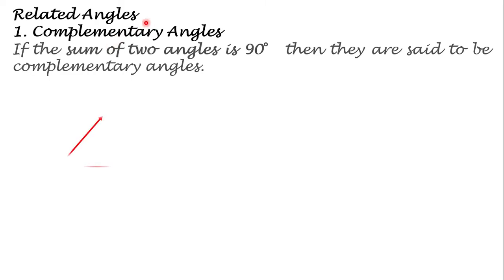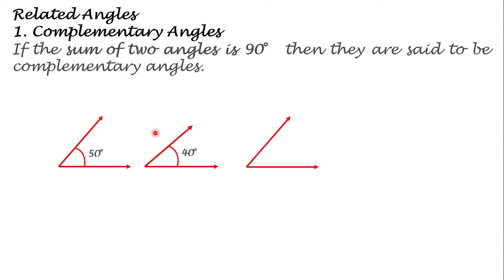So see the first angle. Suppose the first angle is 50 degrees. And what will be the measure of the second angle? The measure of the second angle will be equal to, 50 plus 40 is equal to 90. So the second angle should be equal to 40 degrees. Okay. So together the sum will be equal to 90 degrees.